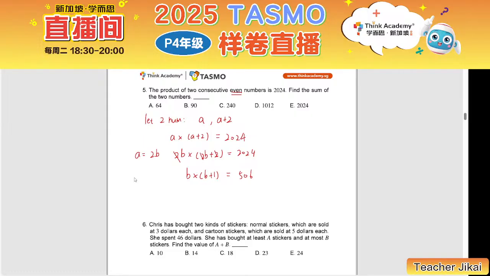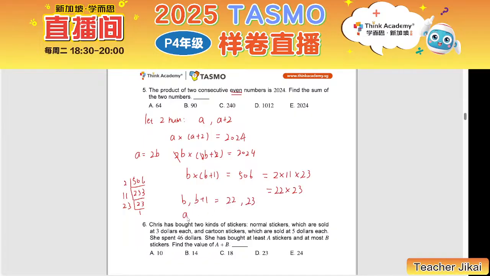You just first prime factorize it, right? 506 divided by 2 is 253. And then we can make another division, divide by 11, so we know it is 23. So we know this one equals 2 times 11 times 23, and we know it is 22 times 23. Right? So we know b and b plus 1 is 22 and 23.